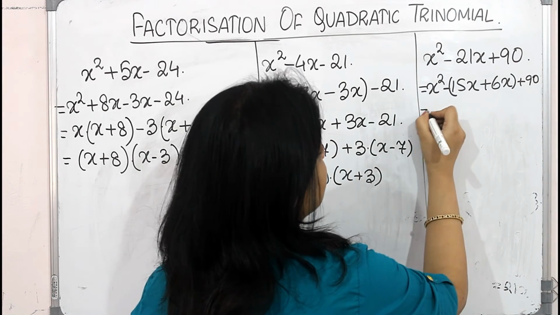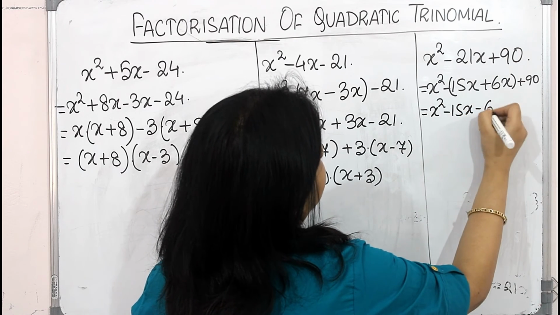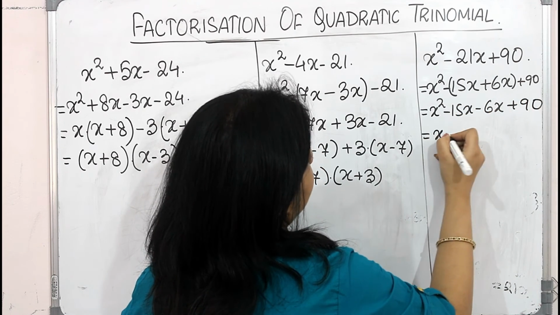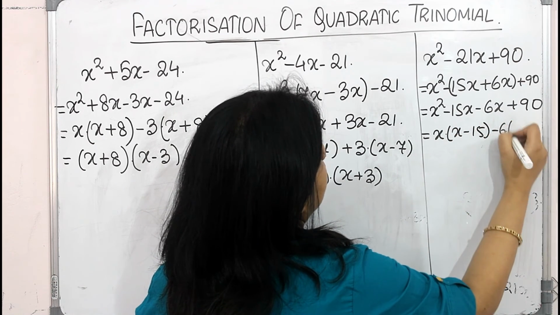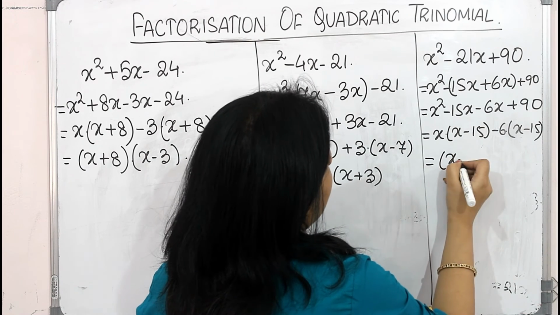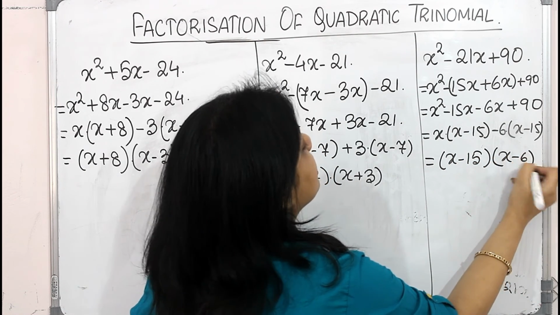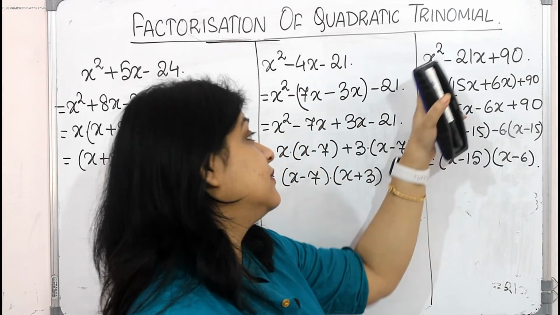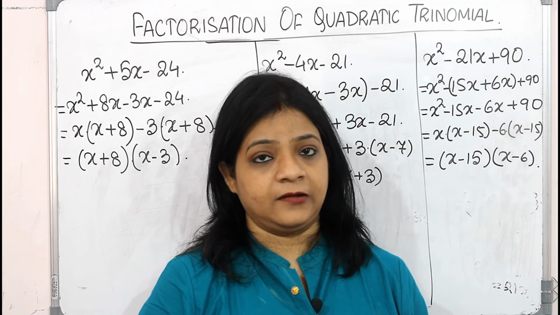So this becomes x square minus 15x minus 6x plus 90. This becomes x into x minus 15 minus 6 into x minus 15. So you are getting x minus 15 into x minus 6. So x minus 15 and x minus 6 are the factors of x square minus 21x plus 90.